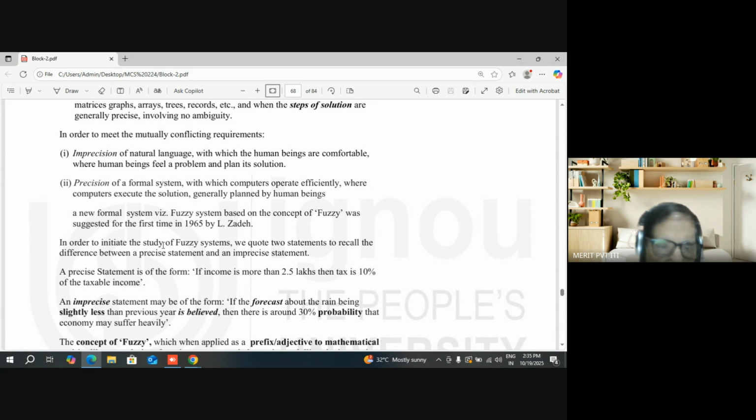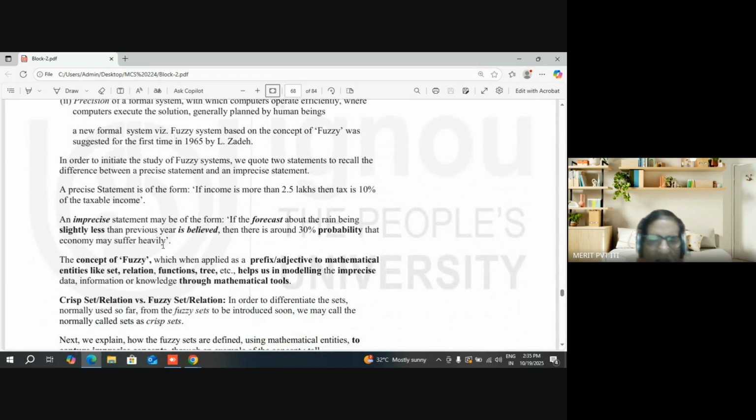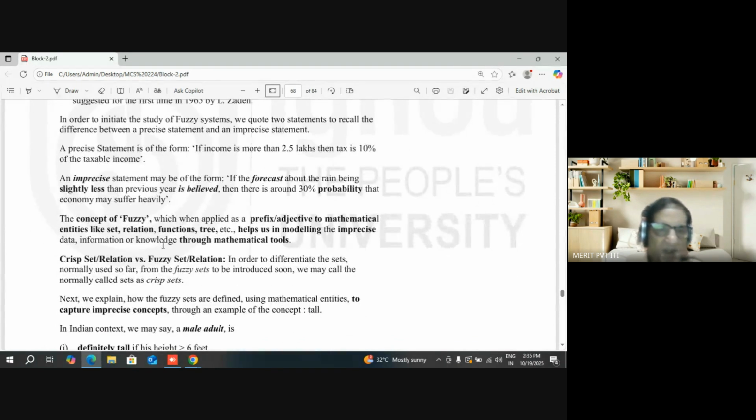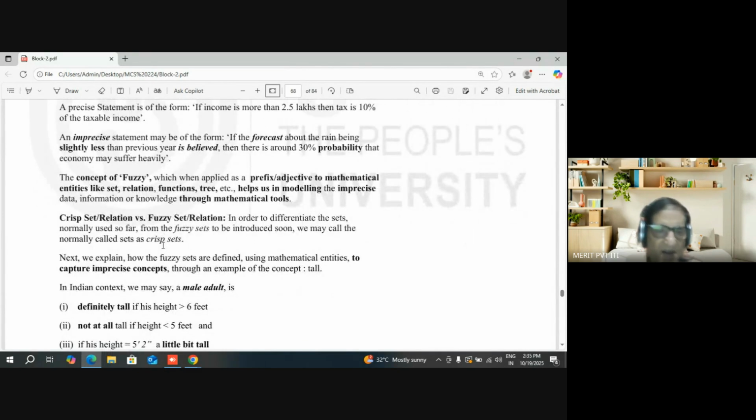A precise statement is of the form: if income is more than 2.5 lakh, then tax is 10% of the taxable income. An imprecise statement may be of the form: if the forecast about the rain being slightly less than the previous year is believed, then there is around 30% probability that the economy may suffer heavily. The concept of fuzzy, when applied as a prefix adjective to a mathematical entity like set, gives crisp sets versus fuzzy sets, fuzzy relations, and all that.